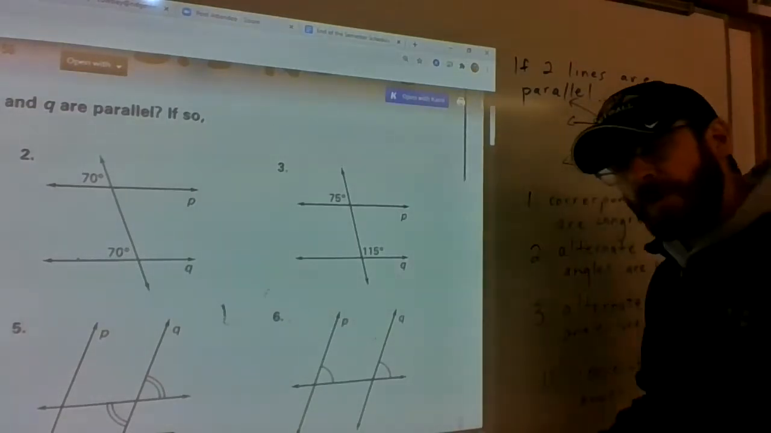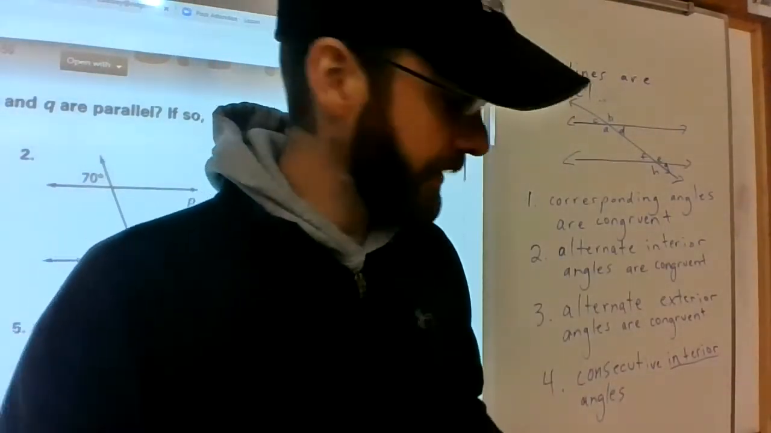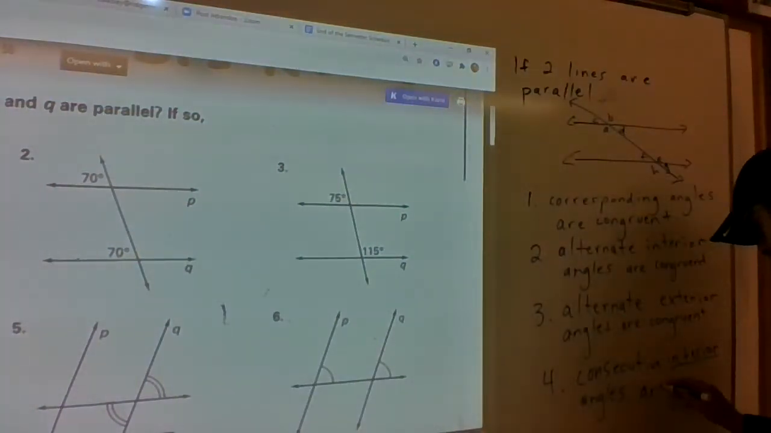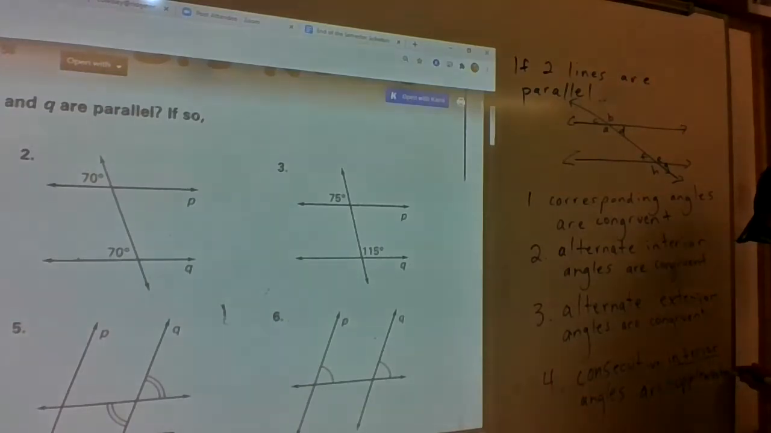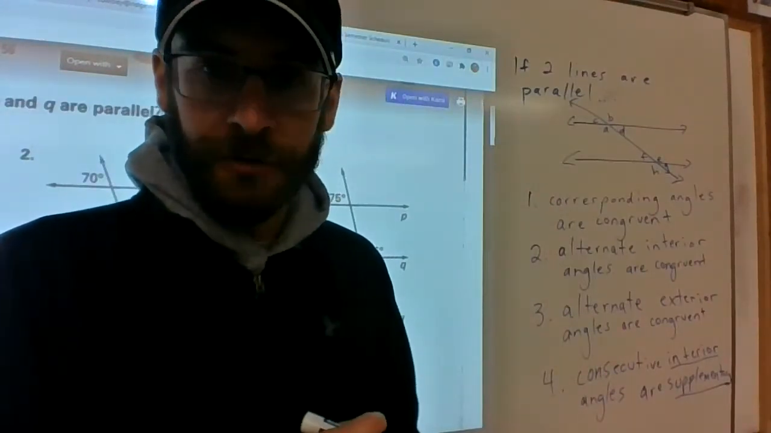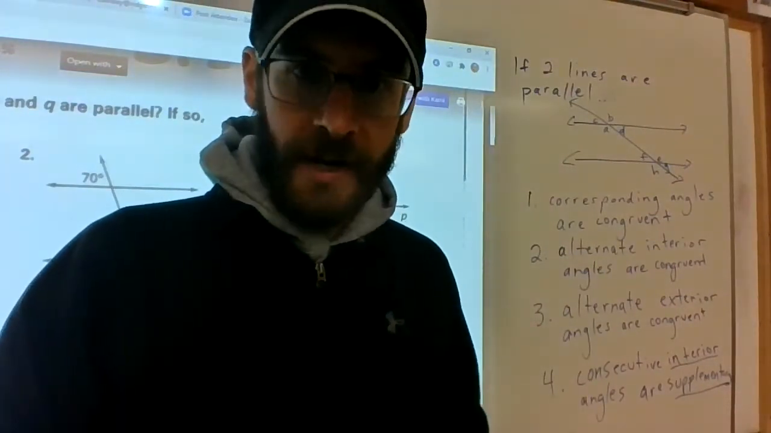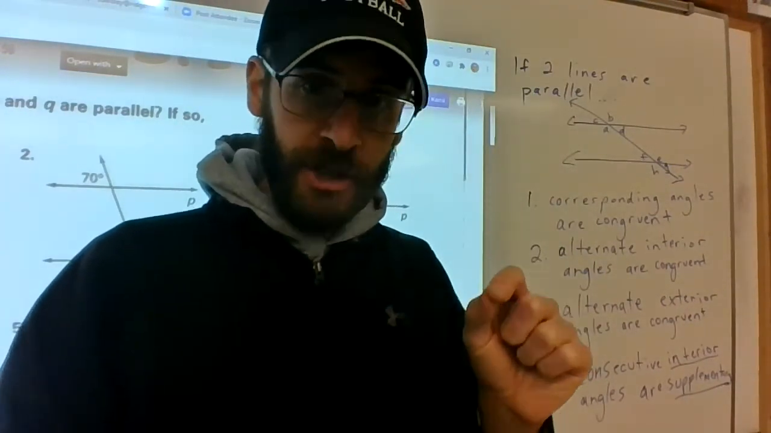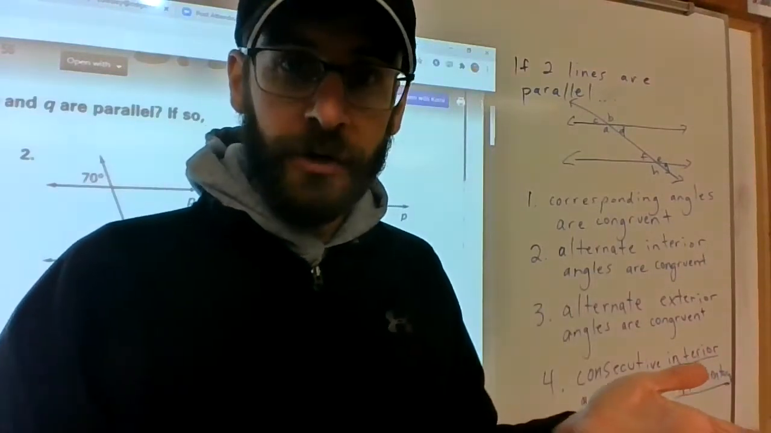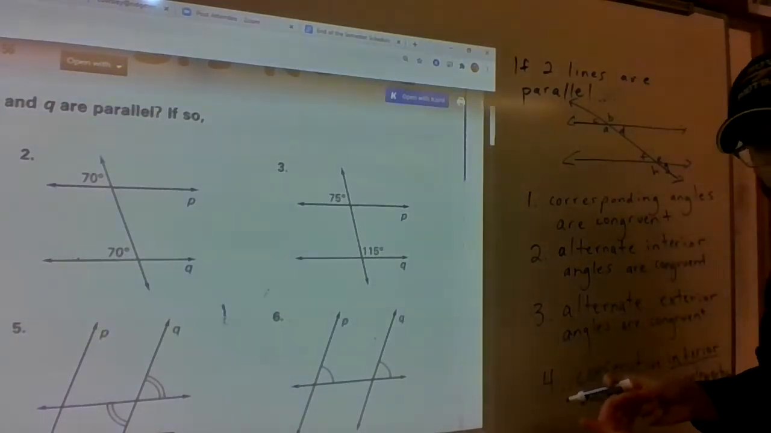What is special about pairs of consecutive interior angles? They're supplementary. Which means they add up to not 90 degrees, they add up to 180 degrees. So angle A and angle F add up to 180. So the measure of angle A plus the measure of angle F add up to 180 degrees. D and E would also be considered consecutive interior angles. They also add up to 180.